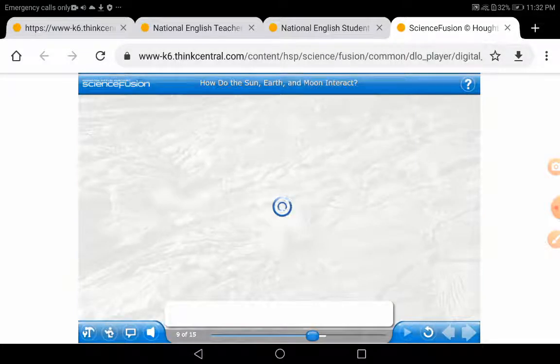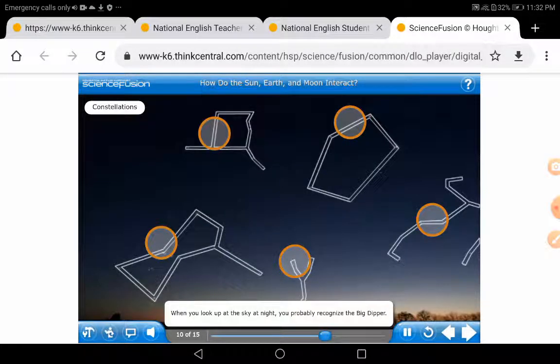Next. When you look up at the sky at night, you probably recognize the Big Dipper. Throughout history, people have made up groups of stars called constellations and used them to make maps of the night sky. Okay, now they're talking about constellations, groups of stars in the sky. They form a pattern or a picture. It's an imaginary picture, not a real one. They used it previously and now they use it as a map in the sky that tells them about the directions, and tells them about the season.